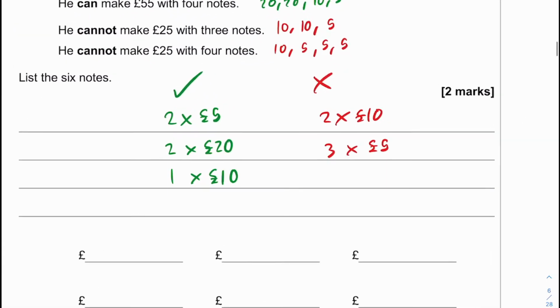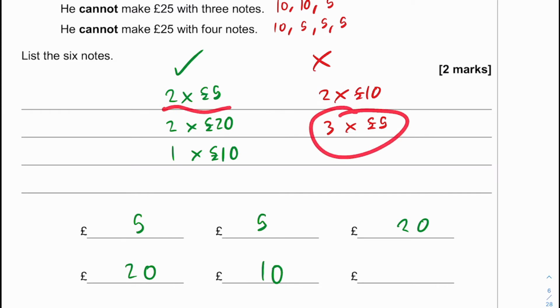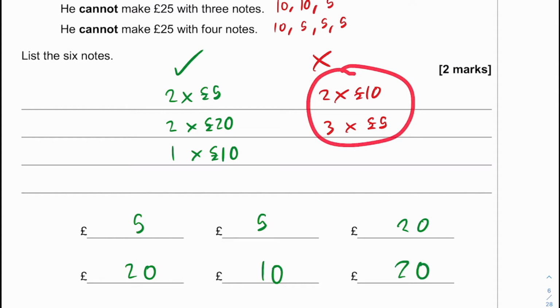So if we think about what the 6 notes actually are, we know that they are definitely these here. So we can say definitely a 5, a 5, a 20, a 20, and then a 10. Now this is only 5 notes, so what can the 6th note possibly be? We've already got 1 10, so we can't have another. We've already got 2 5s, so we can't have another. So the only note that it can possibly be is a 20, as it doesn't fit into any of these can't have criteria.